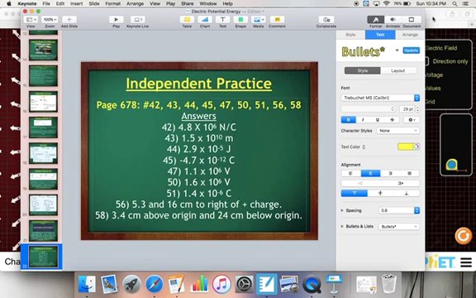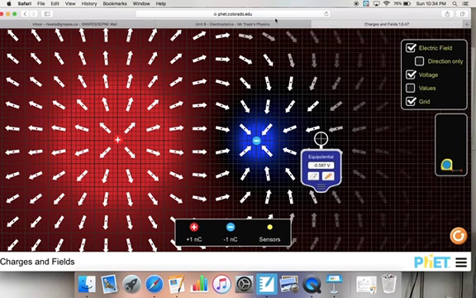I'll also post the link to this little applet, right? It's another one of those little things. I don't think this one requires Flash. I think it's just HTML5. So you might be able to play around with that a little bit if you'd like to, in terms of just seeing charges and fields and the lines that are drawn in there. And you can work on those questions.